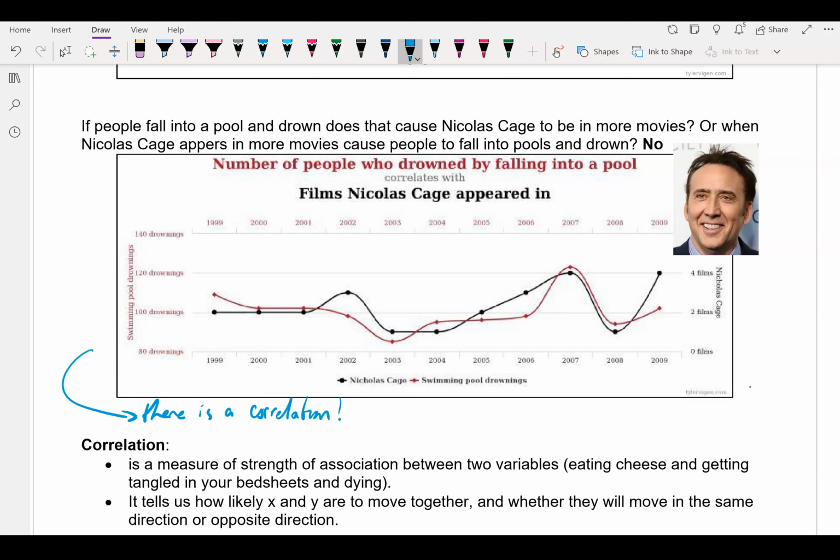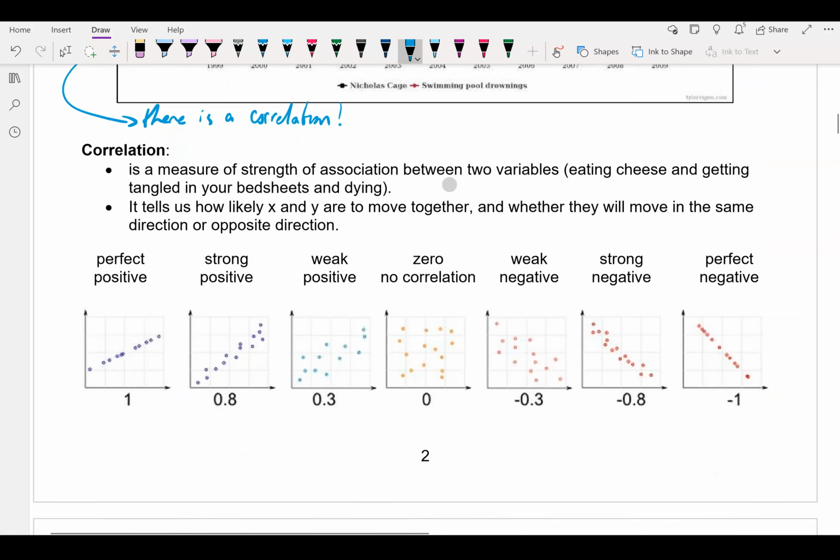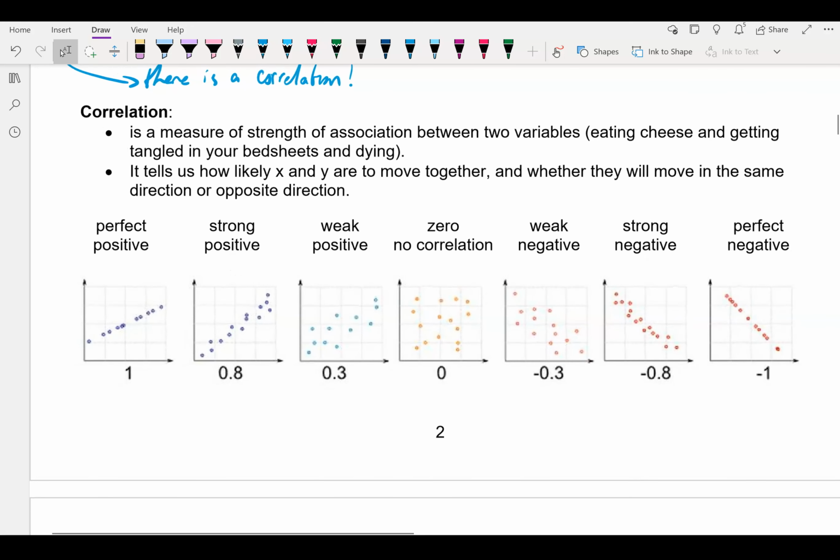And when things are correlated, it means that they go up and down together. And of course, statisticians and mathematicians, being the way that they are, like to pick apart these numbers and this data and try to make sense of it with more numbers. So there's a nice, easy process for figuring out correlation. First of all, correlation is a measure of strength of association between two variables.